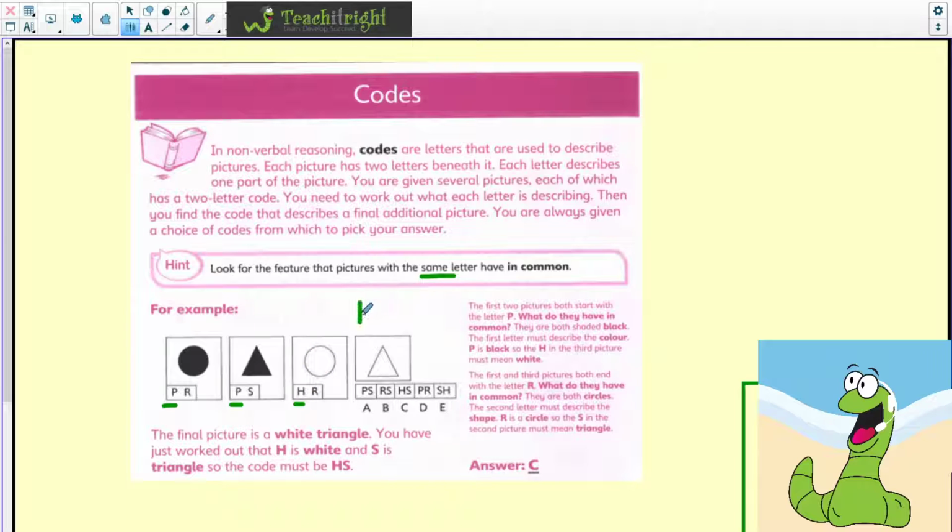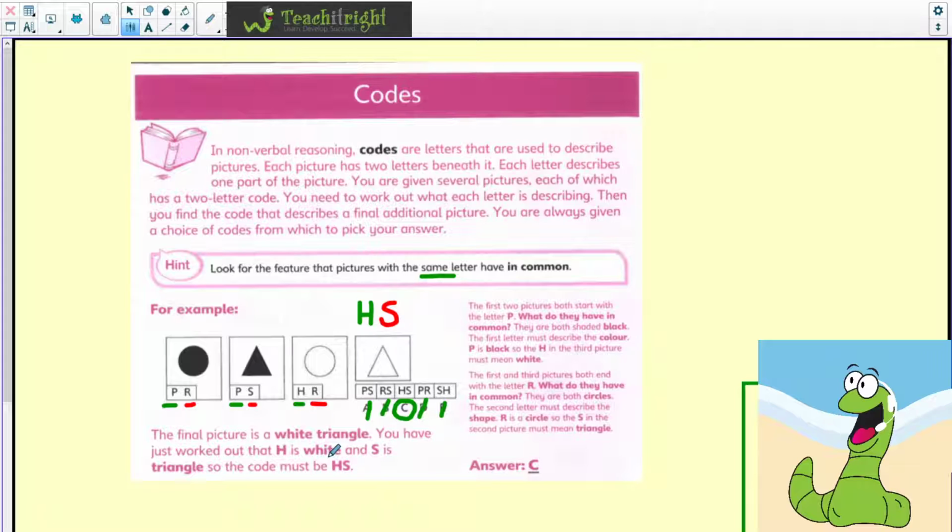So I know that the first letter that I require for my triangle, because it's blank, is going to be an H. That means I can cross out any that don't have an H. Now, interestingly, on this particular question, you're actually left with the answer of C straight away. But let's just have a look at the second letter. R, S, R. Now, what do the 2 R's have in common? Well, it's not to do with the shading, because we've already done that. It's now to do with the shape. So the R must represent the circle. We're going to obviously need a triangle, and the S stands for the triangle. So the answer is H and an S.